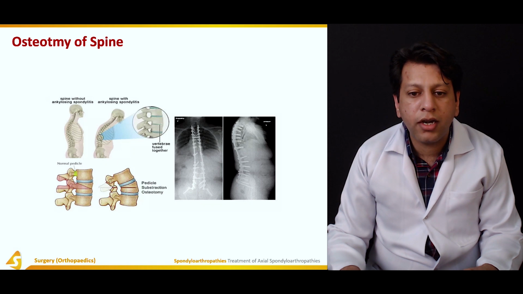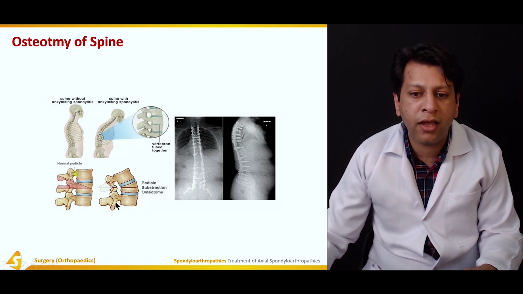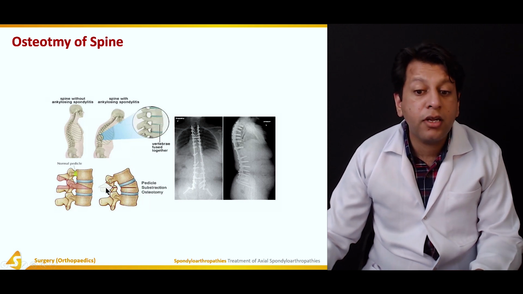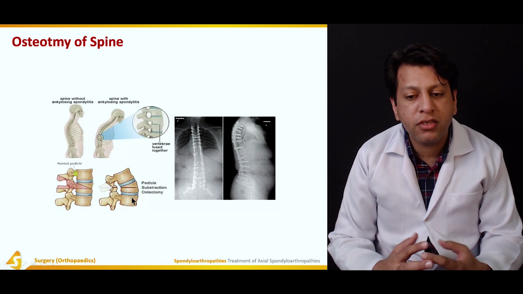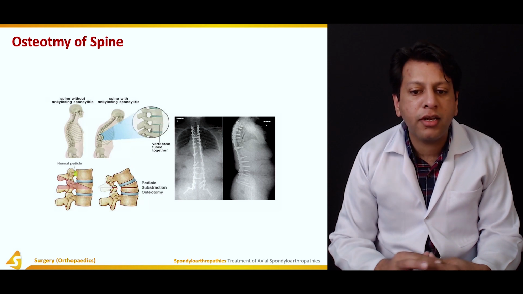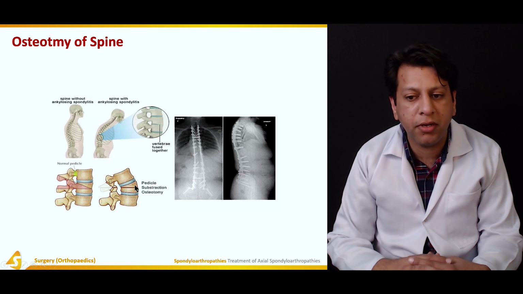Now this is a diagram showing an osteotomy. As you can appreciate, the lumbar spine has first straightened and is becoming increasingly kyphotic. To restore the lordosis, this kind of wedge osteotomy has been done, resulting in restoration of the lordosis. This type of osteotomy is called a pedicle subtraction osteotomy, and then it has to be fixed with screws because otherwise it will not be stable enough.